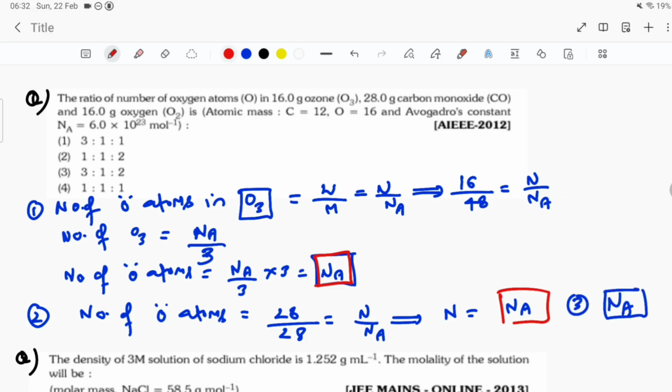Hence answer should be, what should be the answer here? Answer should be 4. So here N gives, in first case N gives number of O3 molecules. Here N means number of CO molecules. Next, that is O2, N means number of O2 molecules. Then you have to multiply with 2 to get number of oxygen atoms.